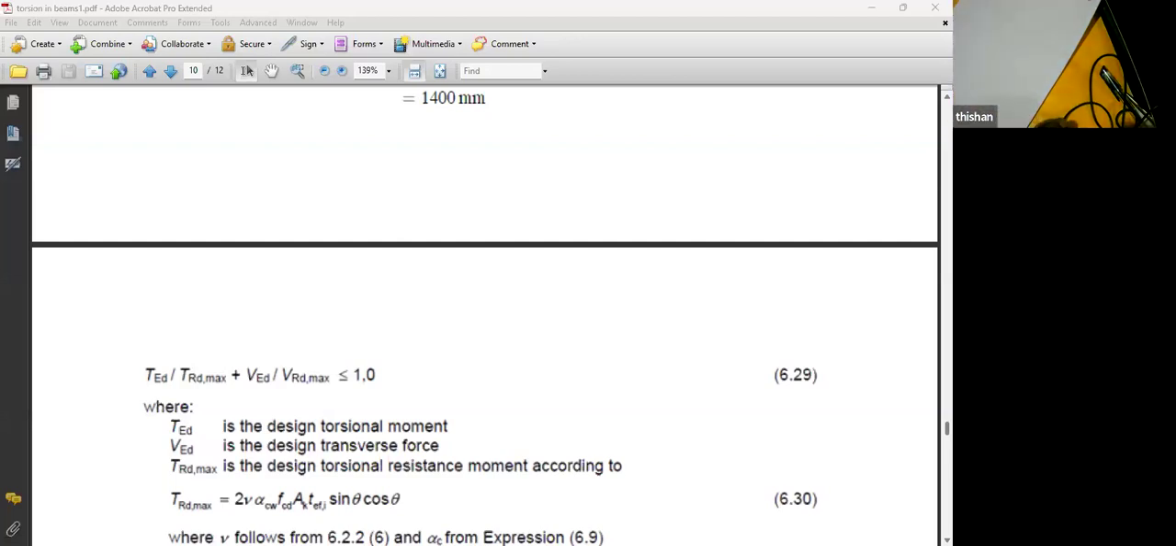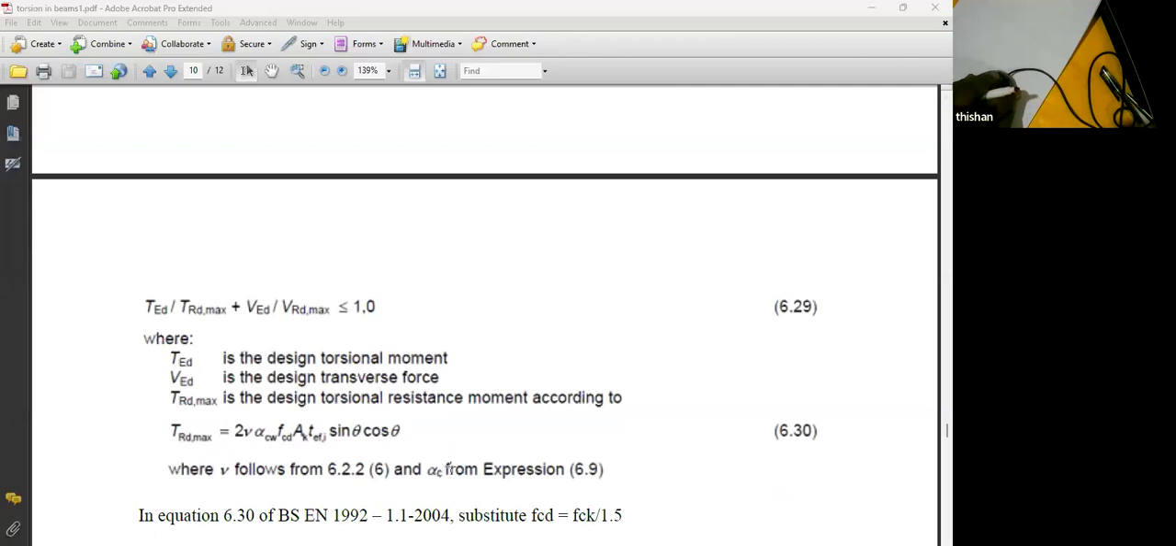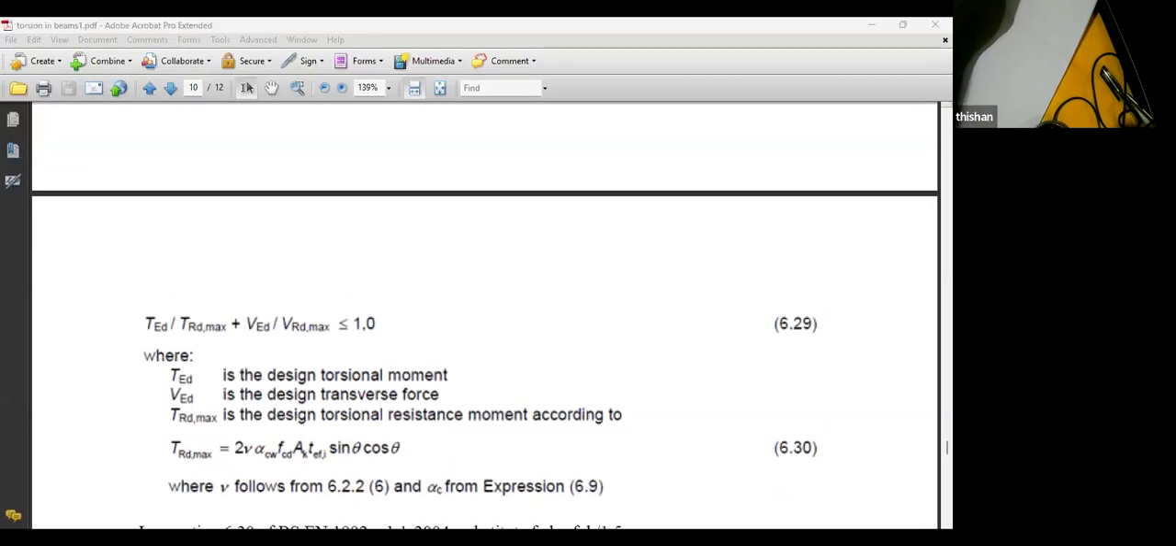Right. Then TED is known, it is 24 in the problem. What is TRD max? It is equal to twice nu, and nu is calculated as 0.528, multiplied by alpha CW 1.0, multiplied by AK. Can you remember we calculated the area, 100 into 10 to the power 3? Yes. Multiplied by the thickness. Thickness is 100. Multiplied by sine 22, cos 22. What is the value you get?